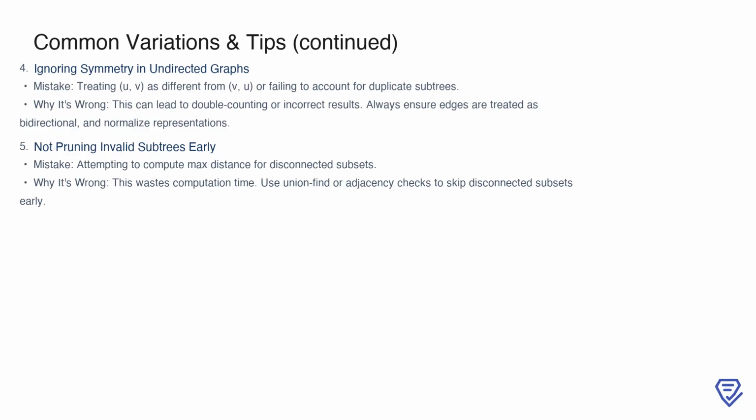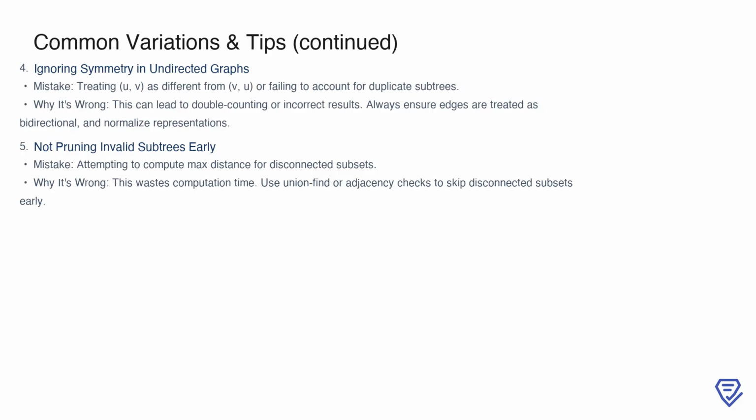Another mistake is ignoring the symmetry in undirected graphs. Since edges like u, v, and v, u are the same, failing to normalize or account for this symmetry can lead to double counting or incorrect results. Always ensure that edges are treated bidirectionally and representations are consistent.